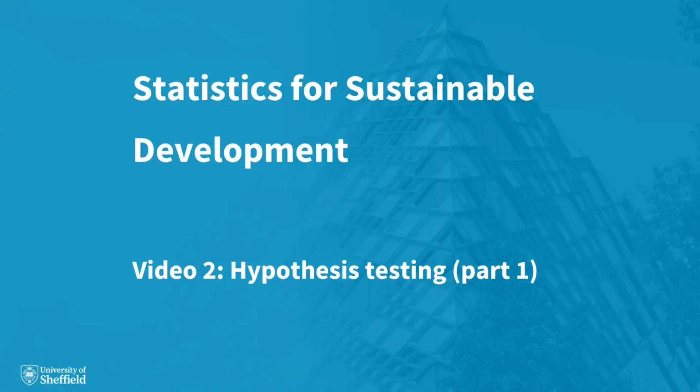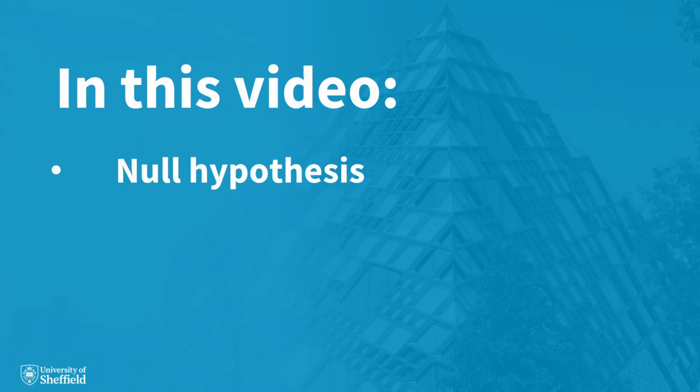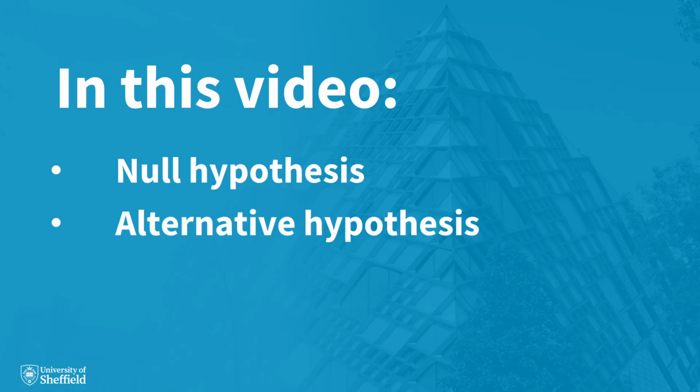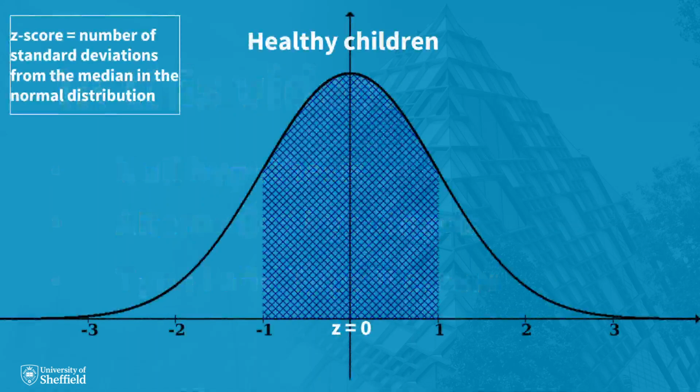In this video, we are continuing our series exploring how statistics can be useful for understanding issues of sustainable development. Today we will look at the topic of hypothesis testing. Some terms that you will come across in this video are the null hypothesis, the alternative hypothesis, and type 1 and type 2 errors.